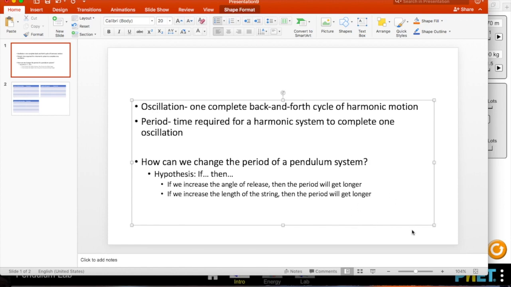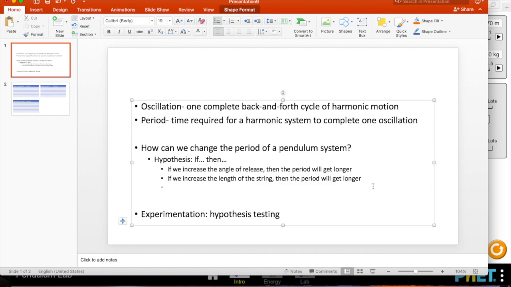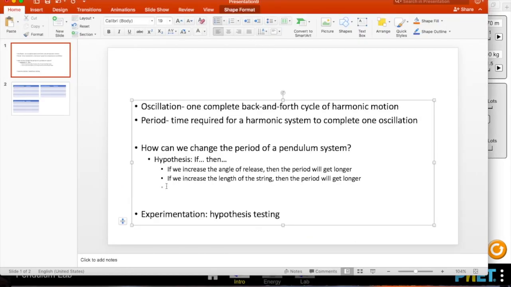So we can form several different hypotheses, and then we can design an experiment to test the hypotheses. So remember, we're saying that experimentation can be defined as hypothesis testing. We're trying to see which hypothesis is correct. So if we change the length of the string, then the period will get longer. If we change the mass, then the period will get longer. If we change the angle of release, then the period will get longer. So these are the hypotheses that we're going to test.